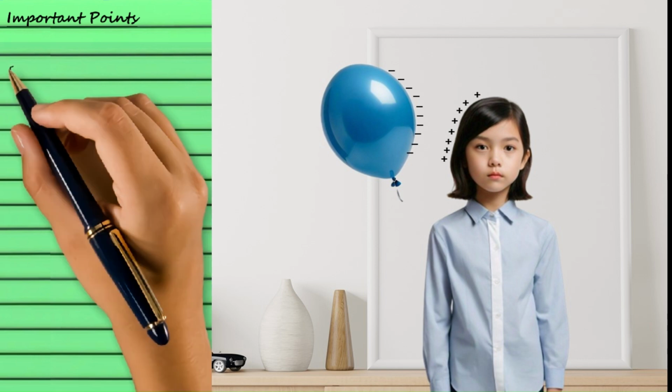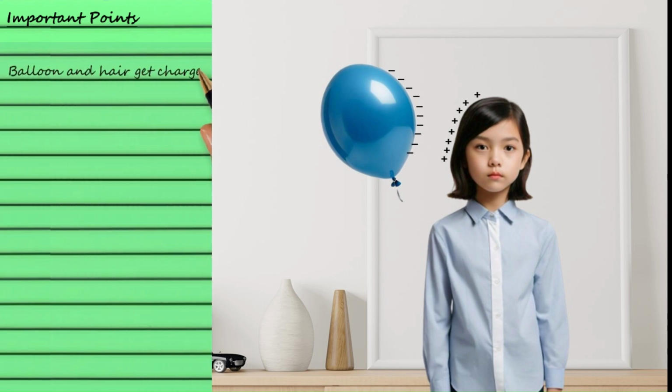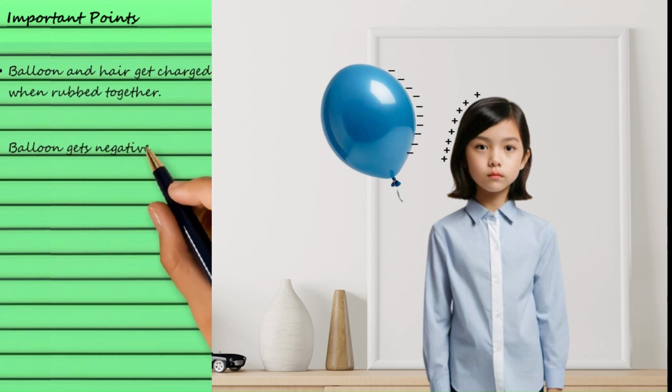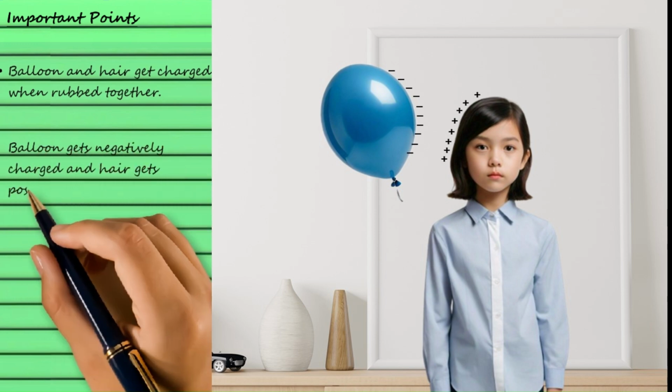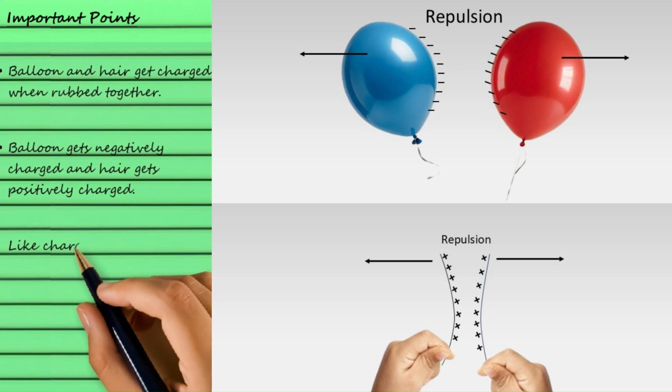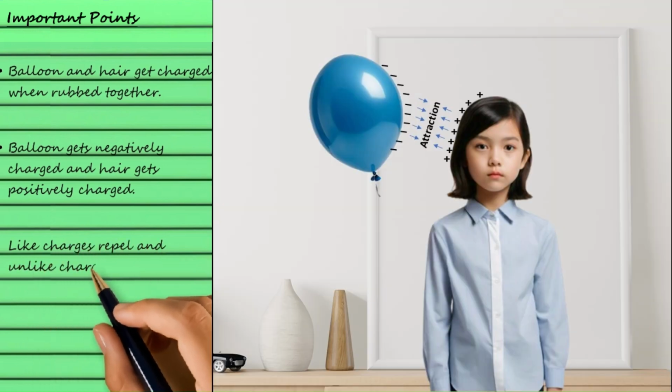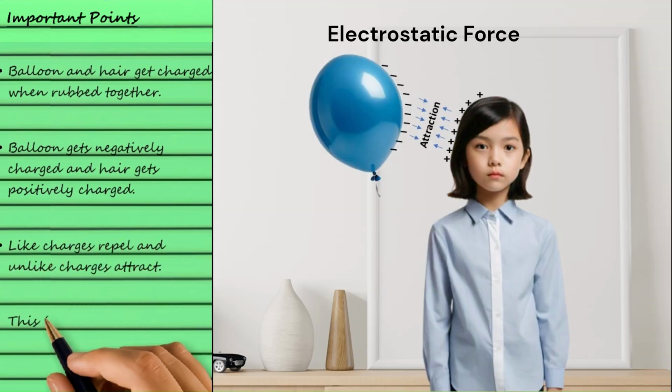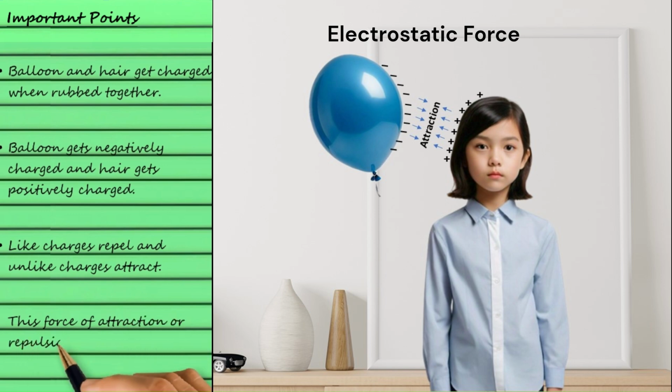Here is a quick summary of what we have learnt in the previous video. Balloon and hair get charged when rubbed together. Balloon gets negatively charged and hair gets positively charged. Like charges repel and unlike charges attract. This force of attraction or repulsion between charged bodies is called electrostatic force.